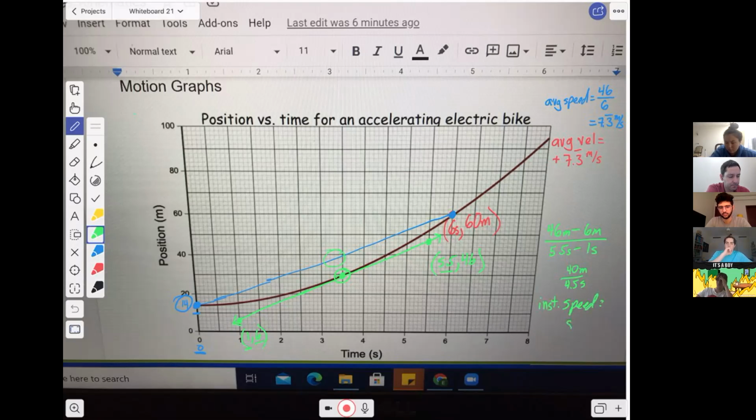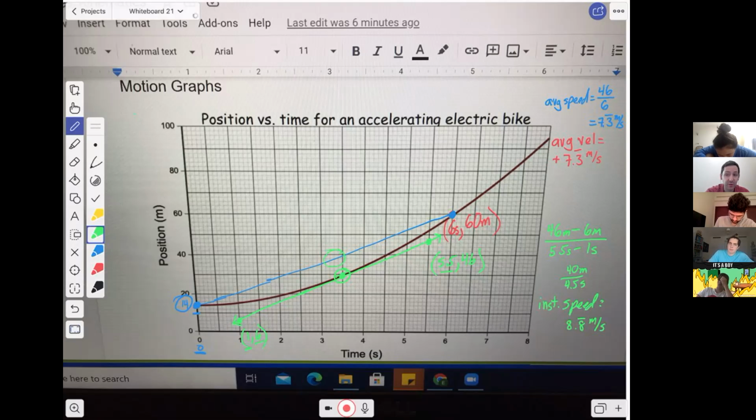8.8 repeating meters per second. Anybody else get that? And then your velocity would be the same thing, but positive, or in the right direction. That's right. Instantaneous speed and instantaneous velocity will always be exactly the same, with the addition of a direction for the velocity.